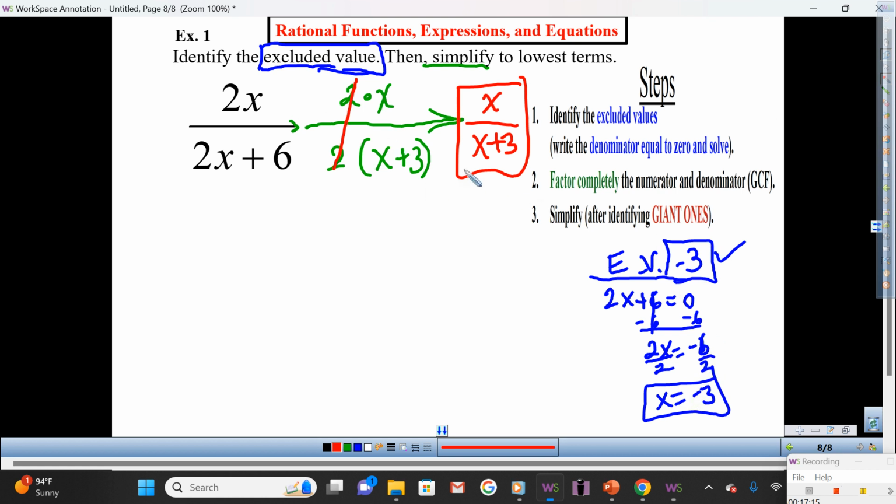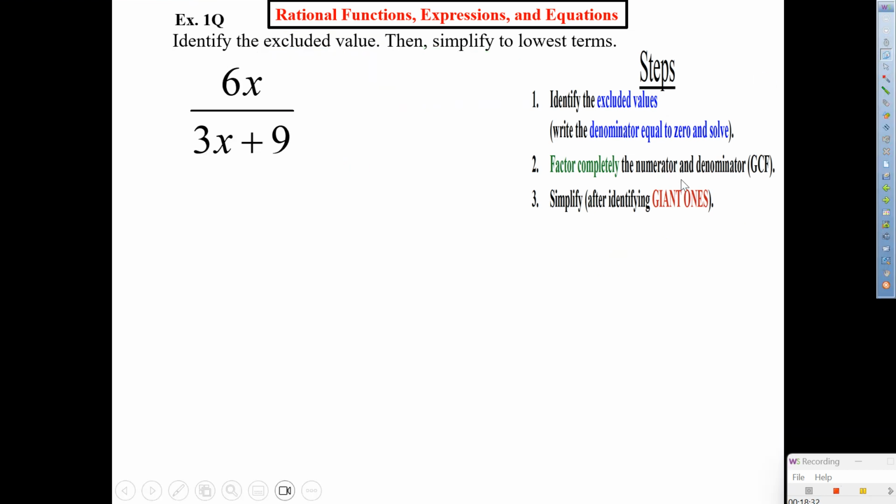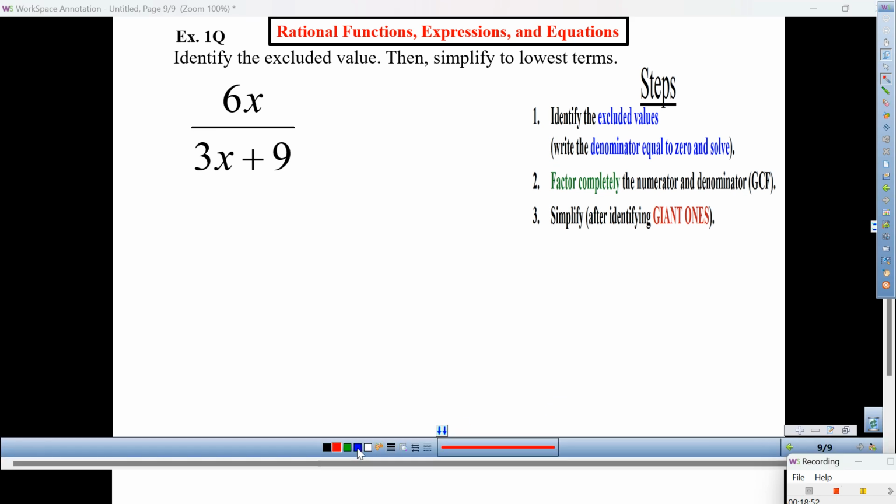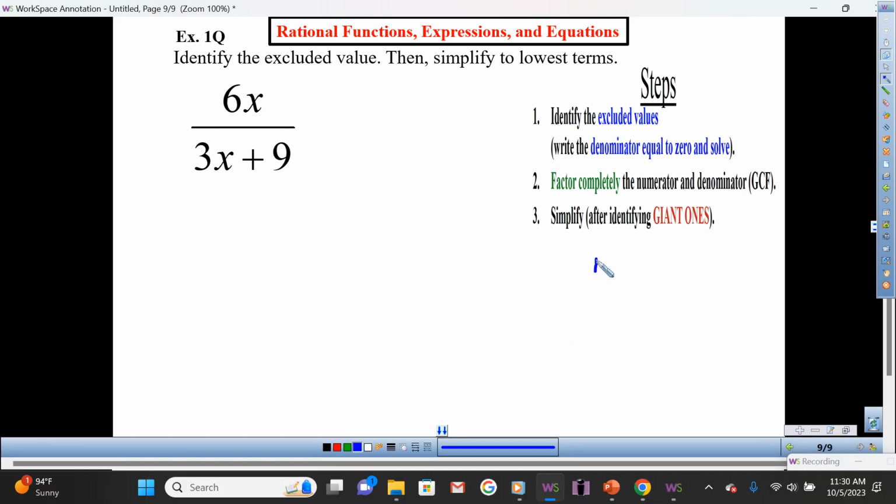All right. So, excluded value, we know how to do that. Do we know how to simplify? Yes. All right. See if you can do this one by yourself. Example 1Q. 6x over 3x plus 9. Do both things. Find me the excluded value, and then simplify to lowest terms. Go. I'll give you some time. What did they get for the excluded value? All right. Excluded value. What was that number?